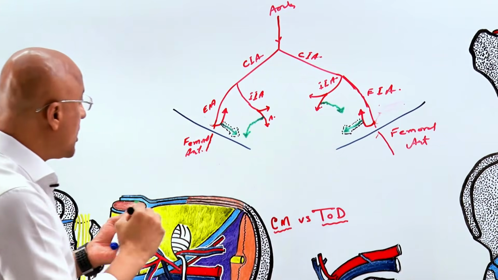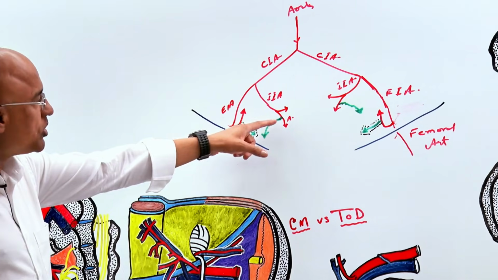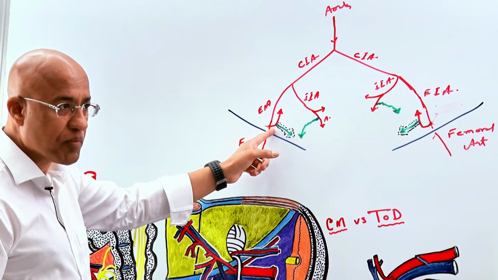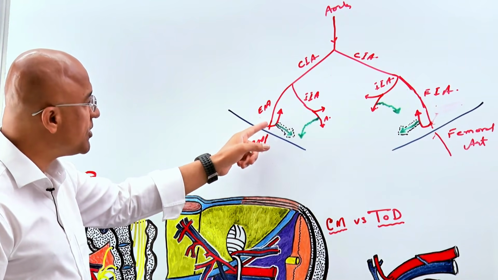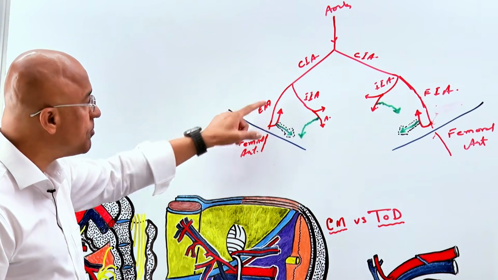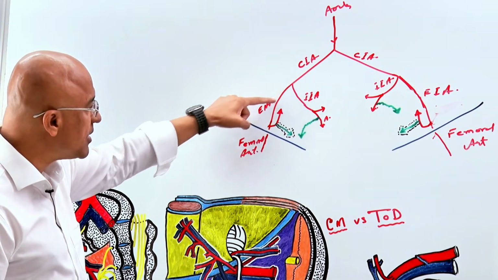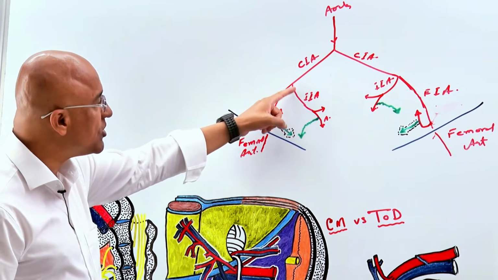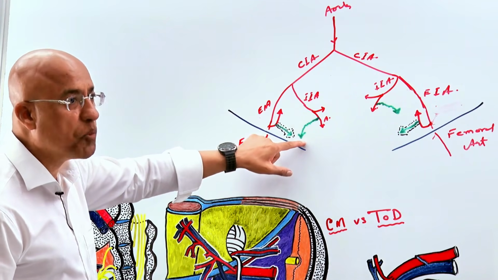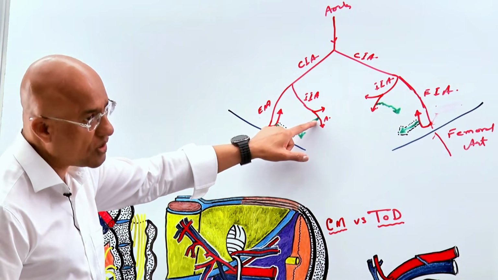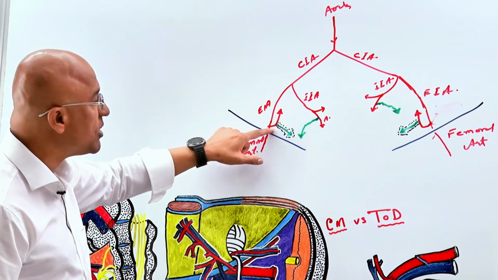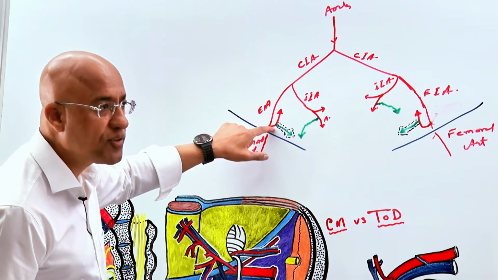Now, if it's taking origin from its normal place and there is an extra branch coming from, what is this? Inferior epigastric artery, which is from the external iliac system. What is this? External iliac arterial system. And this is the internal iliac arterial system. Now, classically, typically, most commonly, it should originate from the internal iliac system. But in 20 to 30% of the population, it takes origin from the external iliac system.